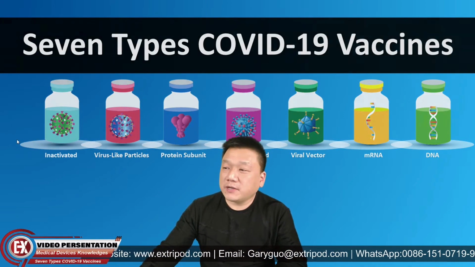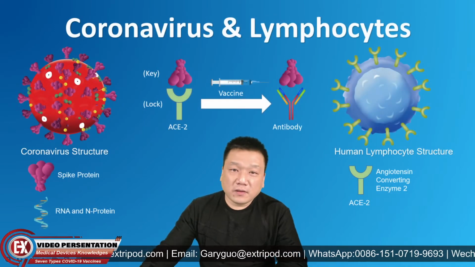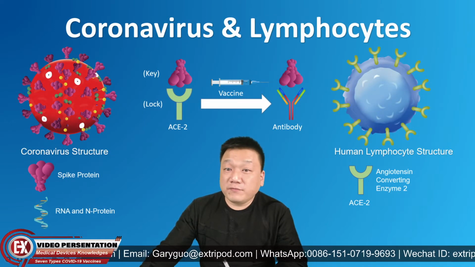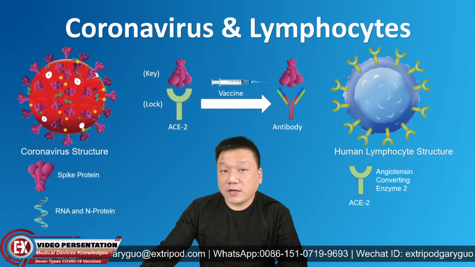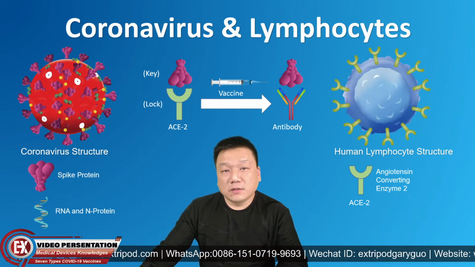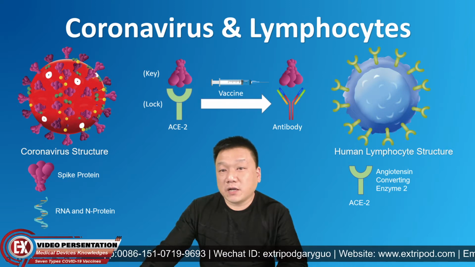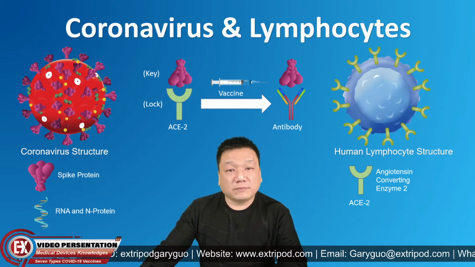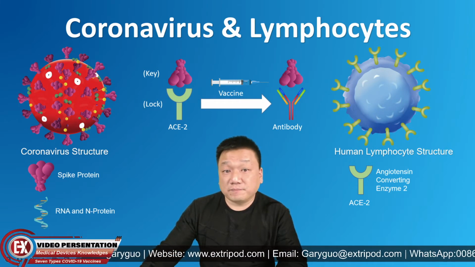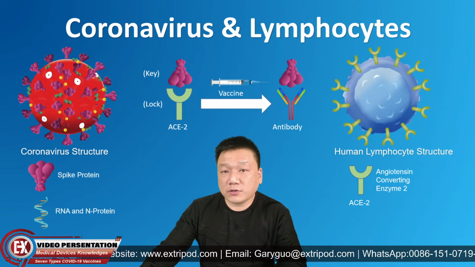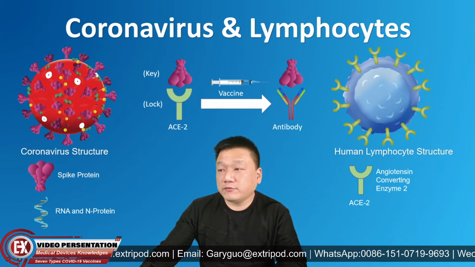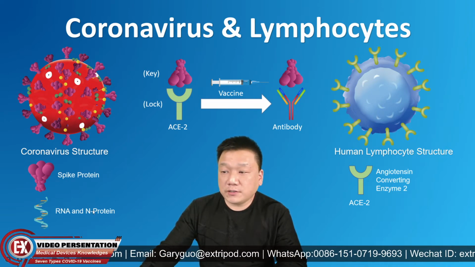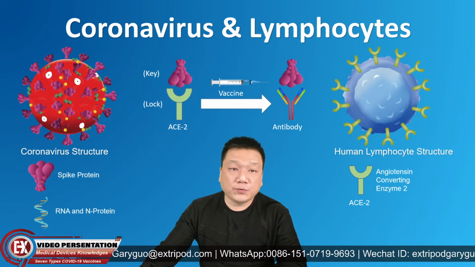Before we talk about the vaccines, check this one. We need to know the simple infection process and why a vaccine can protect us. To start with the infection process, there are 2 main cells, coronavirus cells and human lymphocyte cells. Right now, this is a simplified structure and 3 decisive substances: spike proteins, RNA, and ACE2.